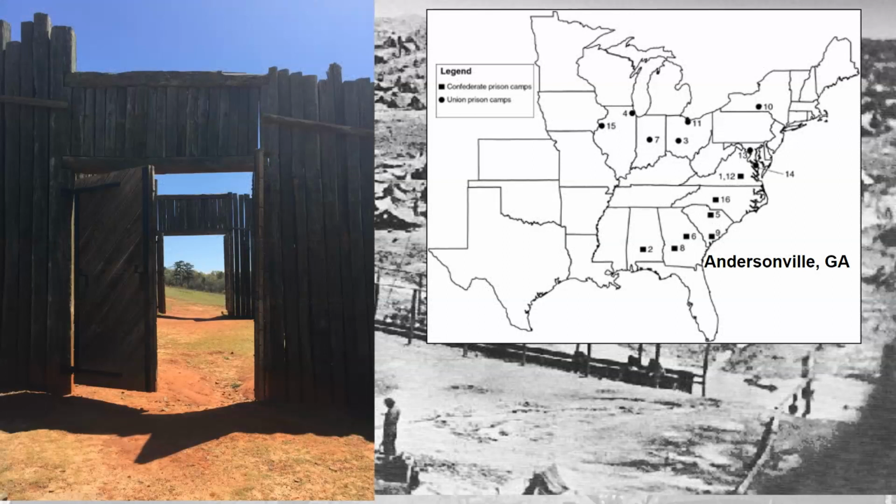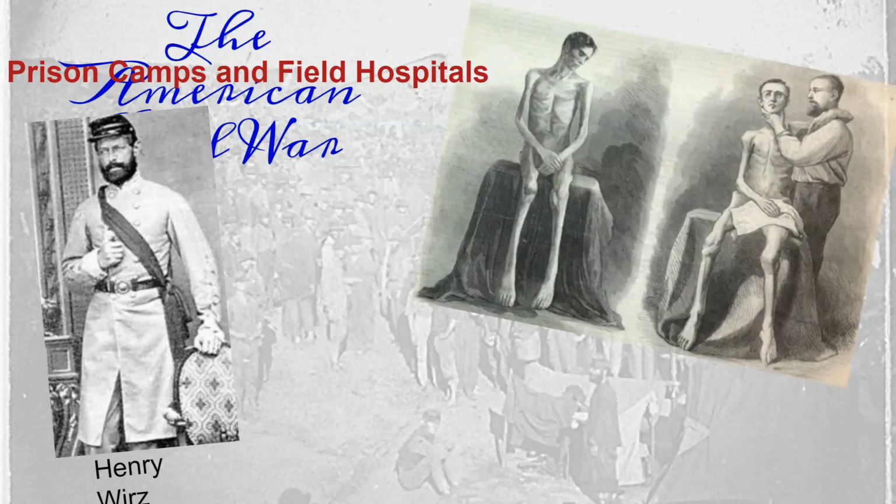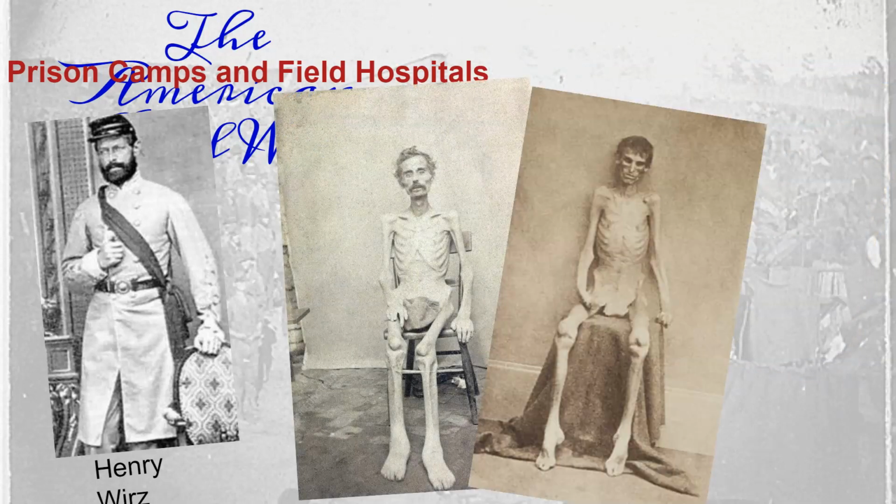Probably the most notorious of these prison camps is in Georgia. It's Andersonville, located here in southern Georgia. We have to bring up Henry Wirz. Henry Wirz is going to be the only person in the Civil War who is charged with war crimes. He's the one who's in charge of Andersonville. In fact, some of the horrors that you would have seen here would have been people literally starving to death and suffering from malnutrition, and essentially, in some cases, quite literally wasting away.